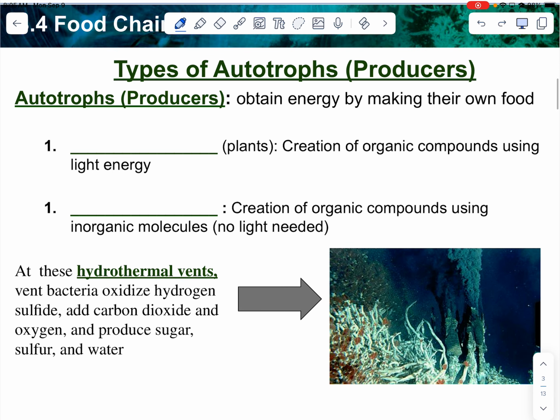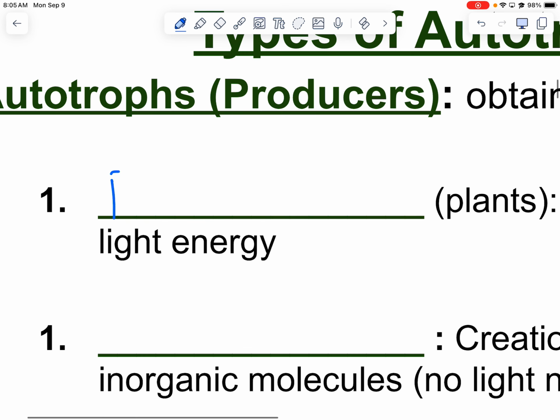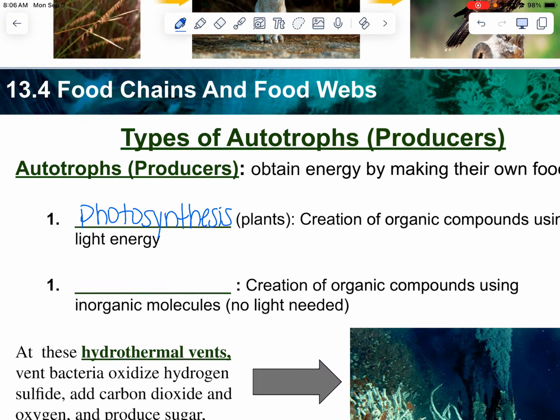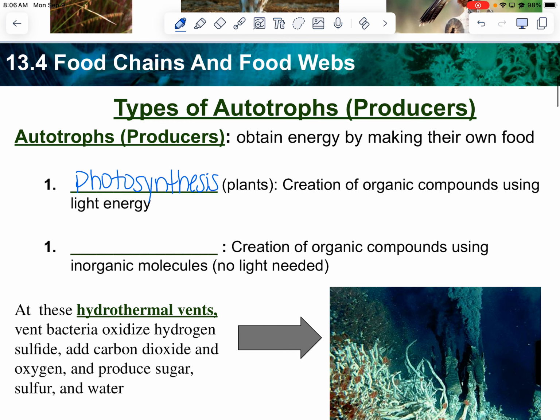Types of autotrophs. So we have different types. We have the photosynthesizers. They conduct photosynthesis. That means that they make organic compounds using light energy. So let's go ahead and highlight that photosynthesis makes organic compounds using light.